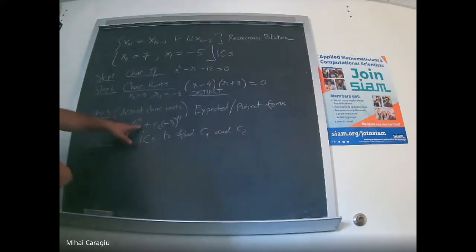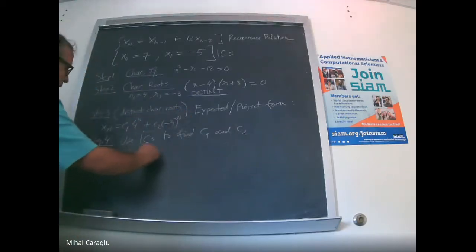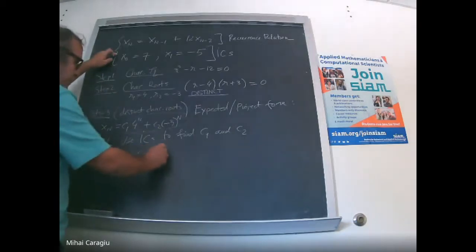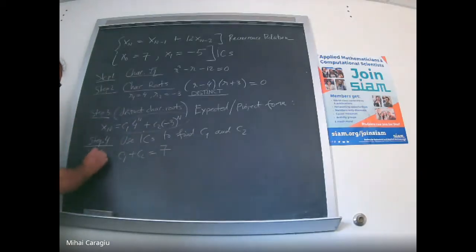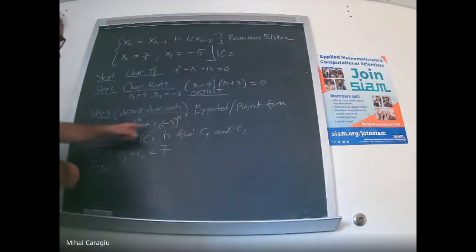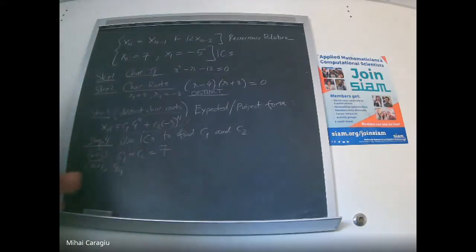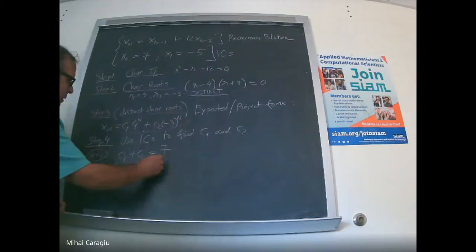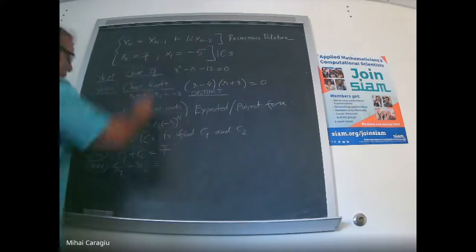Well, if we set n equals 0, and we can do this, and use the fact that x0 equals 7. So if we set n equals 0 in this formula, we get c1 plus c2 equals x0, which is 7. Then, if we set n equals 1 in the formula, the expected form of the sequence, we get 4c1 minus 3c2 equals x1, right? x1 will be minus 5.